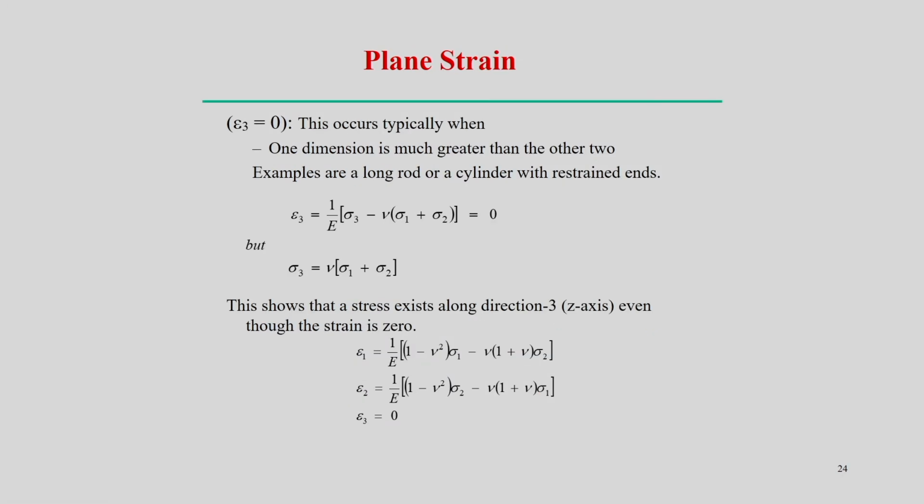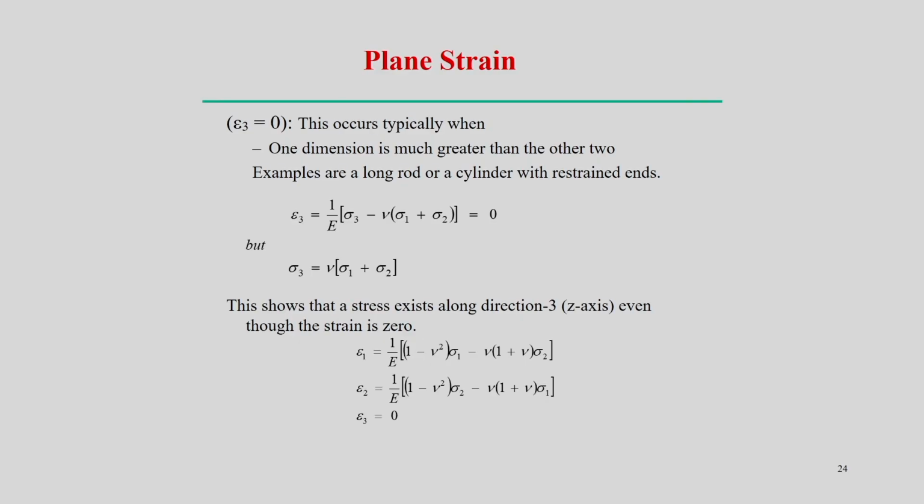Now, we will look into the plane strain condition. In plane strain, one of the strain components is equal to 0. If we assume epsilon 3 equals 0, or epsilon z equals 0, that indicates it is the plane strain condition. Practically this typically occurs when one dimension is much greater than the other 2 dimensions, for example a long rod or cylinder with restrained ends. This indicates there is restricted deformation in the third direction. So, we can consider this situation as a plane strain condition, and accordingly we can use the formula for plane strain.